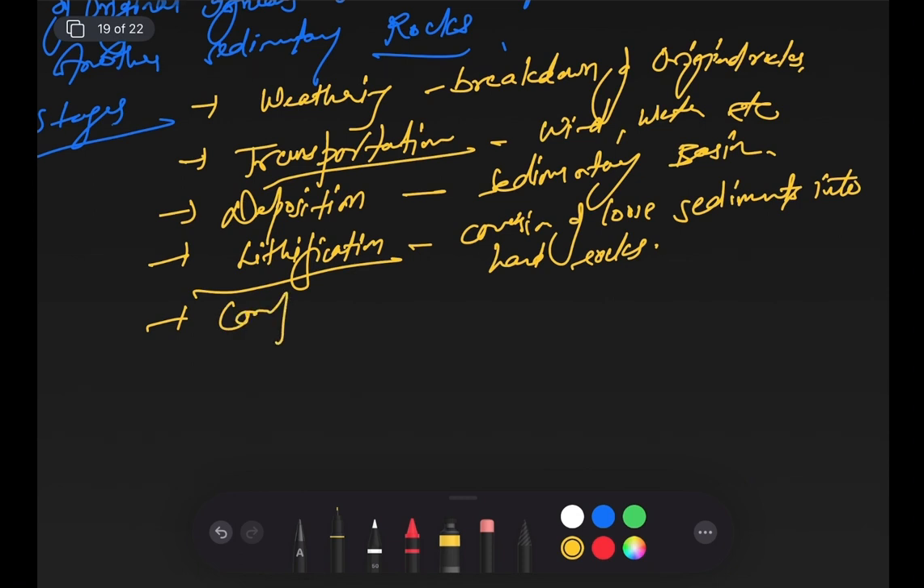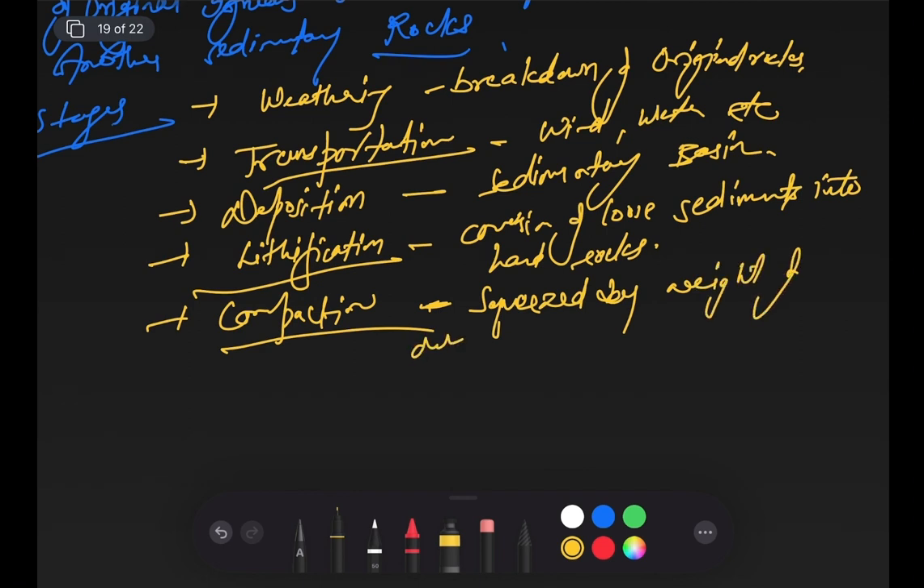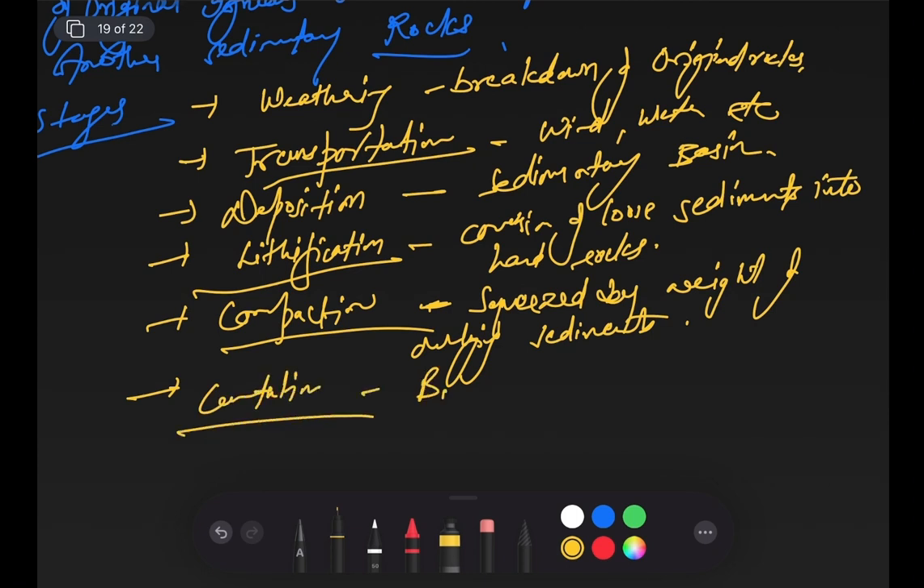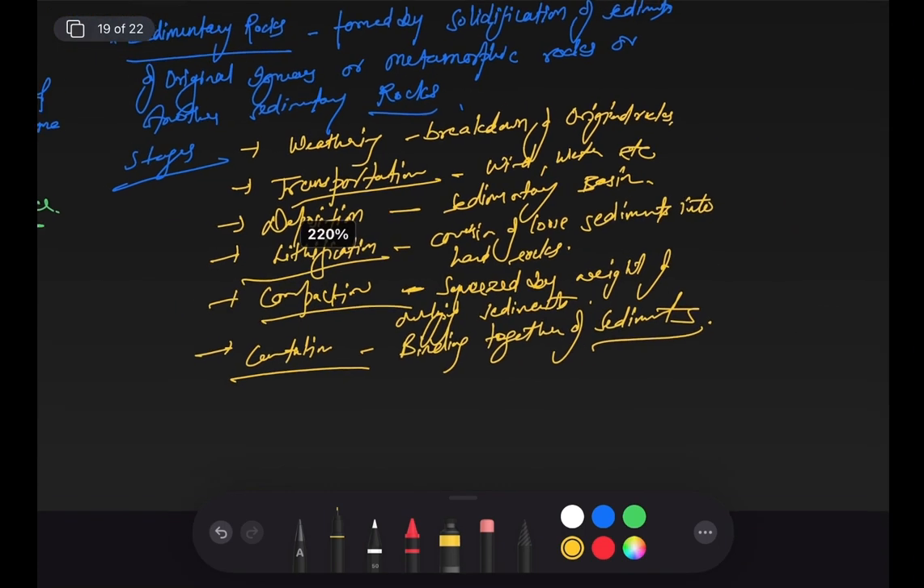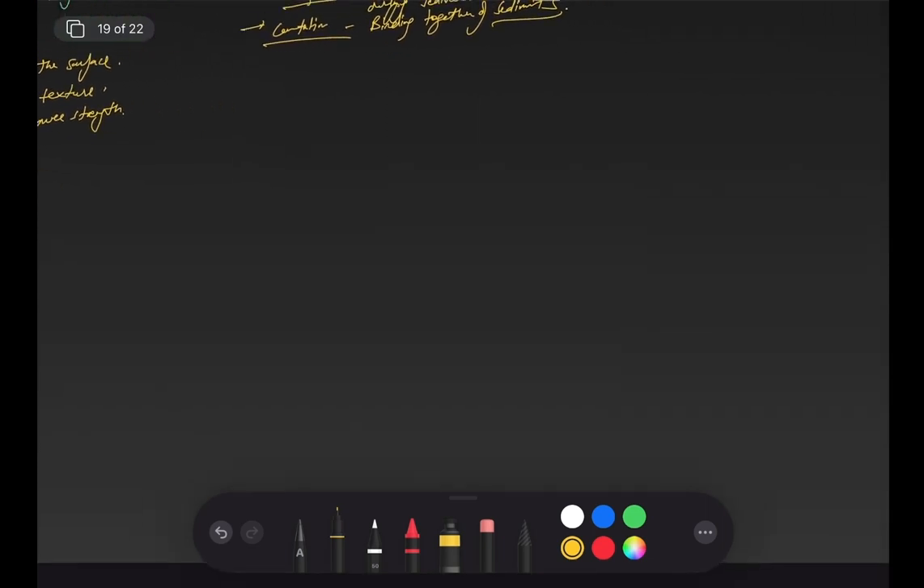Compaction. In compaction, these sediments are squeezed by the weight of overlying sediments. Then cementation, the binding together of these sediments. These are the processes in the formation of sedimentary rocks.